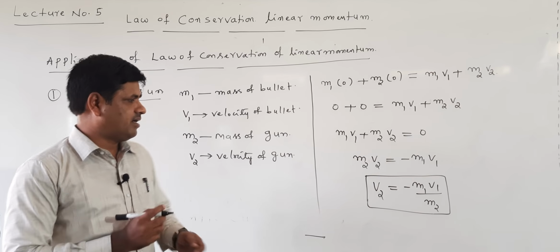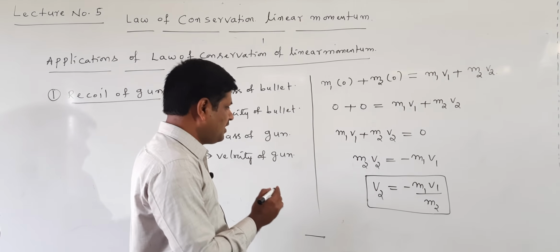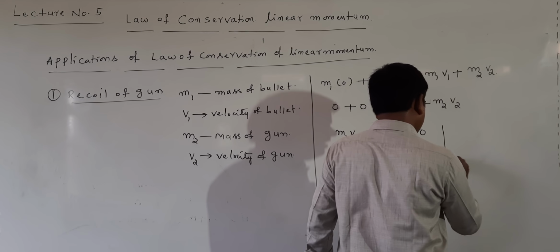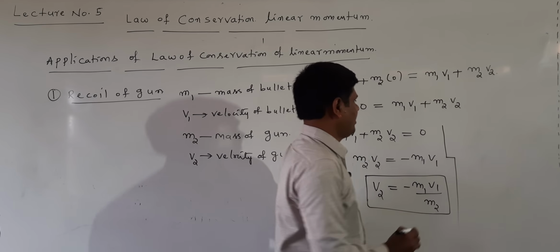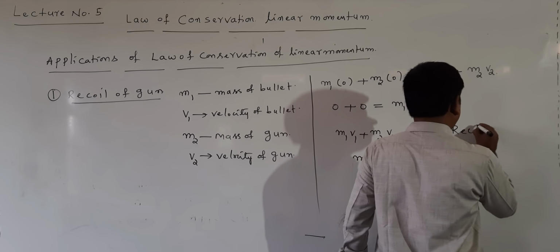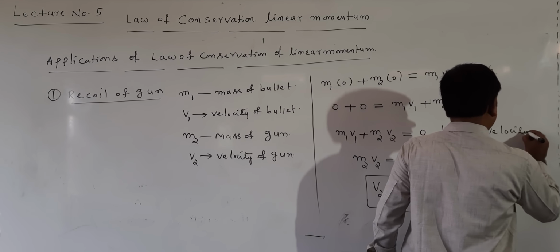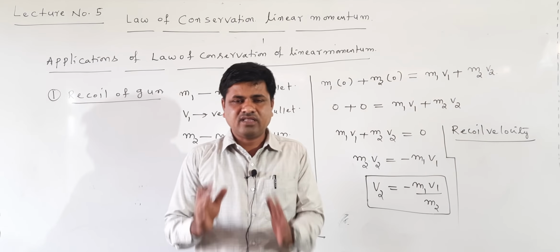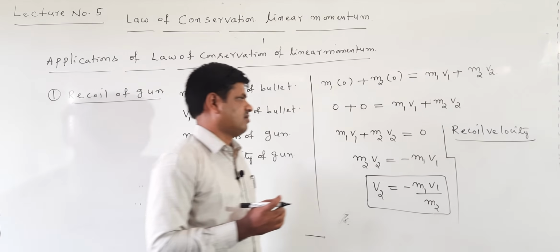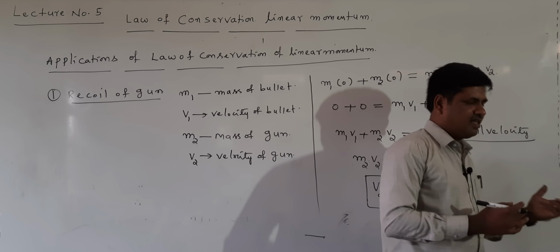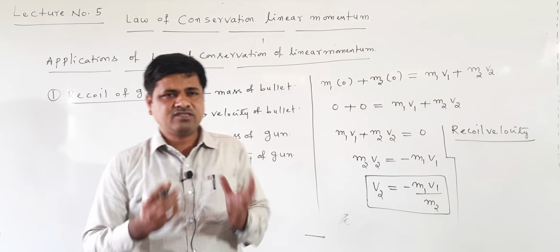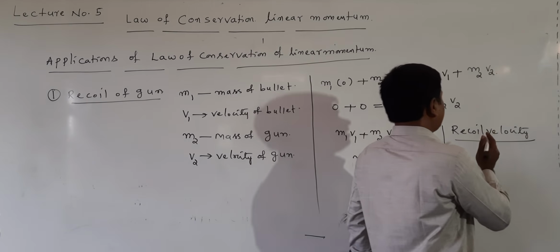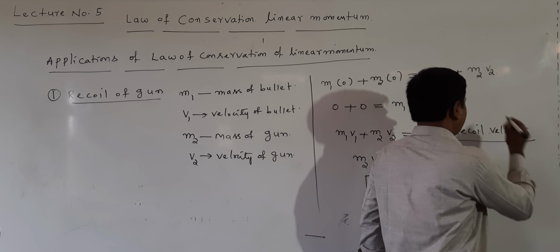Now this v2, which is minus m1 v1 by m2, is given a name: recoil velocity. What is meant by recoil velocity? It is the velocity with which the gun moves in the backward direction, that is, how much velocity the gun moves with in the backward direction. That is called the recoil velocity.